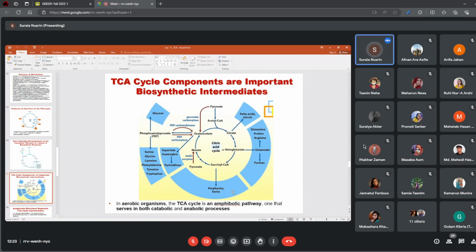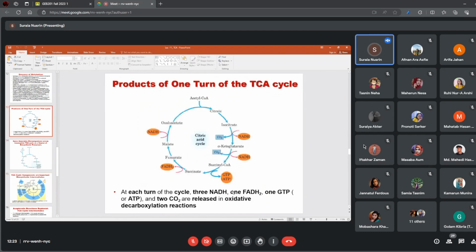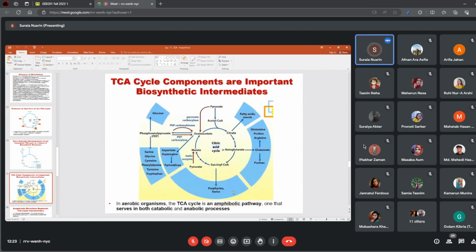And the original catabolic pathway that we have already learned. So this is the catabolic pathway, that's the outcome of the catabolic pathway, where we get the NADH, FADH2, GTP, as well as carbon dioxide is produced.